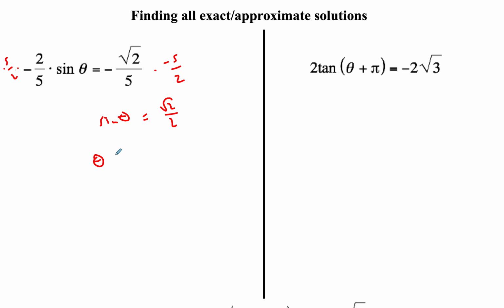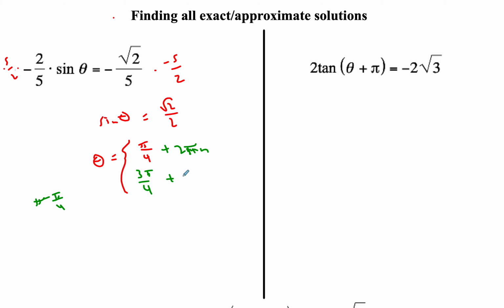Well, it turns out I can get an exact value. So when possible, can I? Yeah, I get pi over 4, right? And the other answer, because this is sine, would be pi minus pi over 4, which is 3 pi over 4, plus 2 pi n. Done. There's nothing to add or subtract or divide, so we're done.